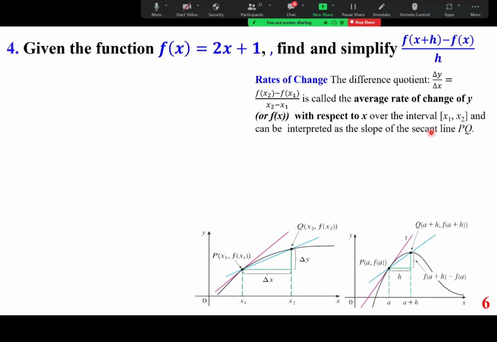Now, as you can see here, x sub 1 and x sub 2 give you this formula. But if you go with this one, with this distance, we can use a or x here.